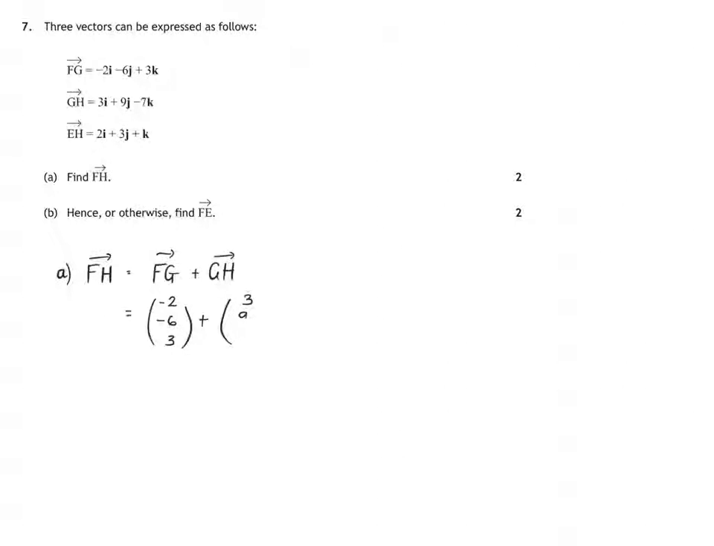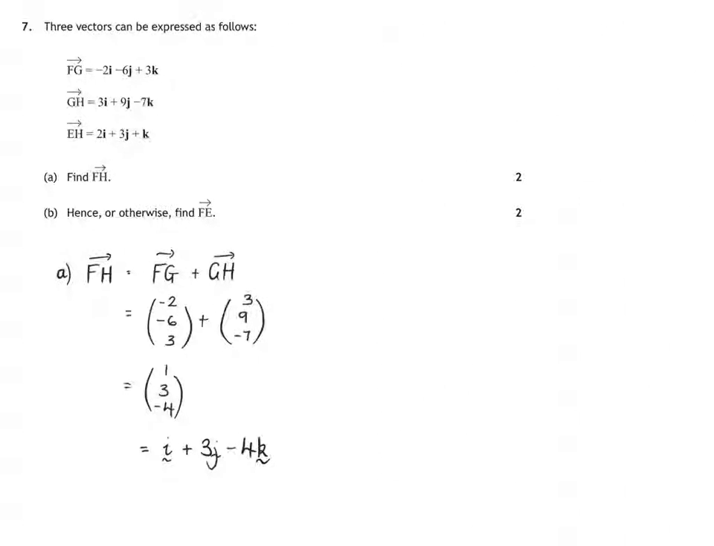So remembering that our i, j, and k are just kind of the same as our x, y, and z's. They're just components of those. So we get minus 2 plus 3, which is 1, minus 6 plus 9, which is 3, 3 plus minus 7, which is minus 4. So that is equal to i plus 3j minus 4k.